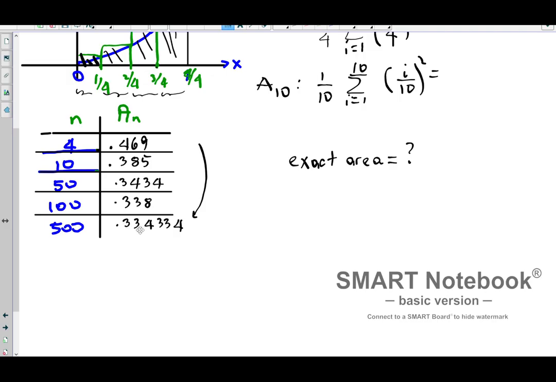So if you had to take a guess, where do you think the limit is as n goes to infinity? Maybe you're guessing 0.30, which would be a reasonable guess. Maybe you're guessing 0.33 or 1/3. Okay, so I'm going to hypothesize 1/3. So the exact area is 1/3 as n goes to infinity, and I'm going to prove that to you in a little bit. So we've used an increasing number of rectangles to estimate the area under the curve.